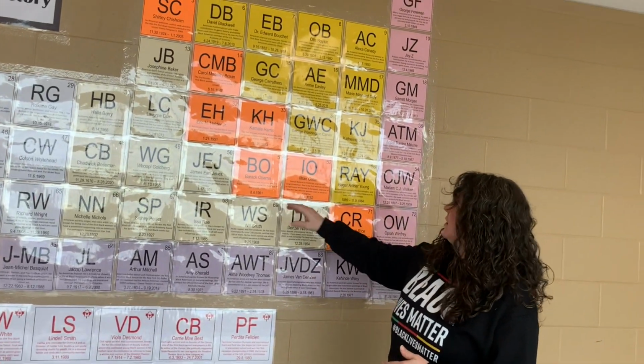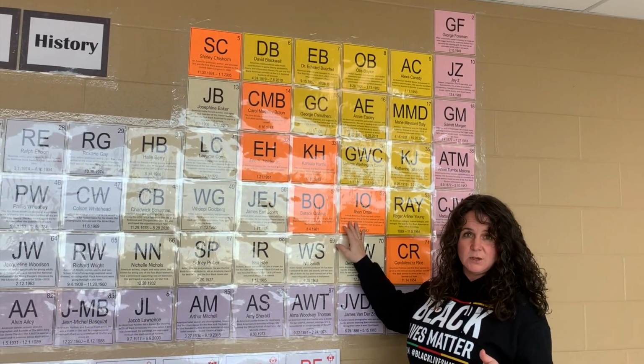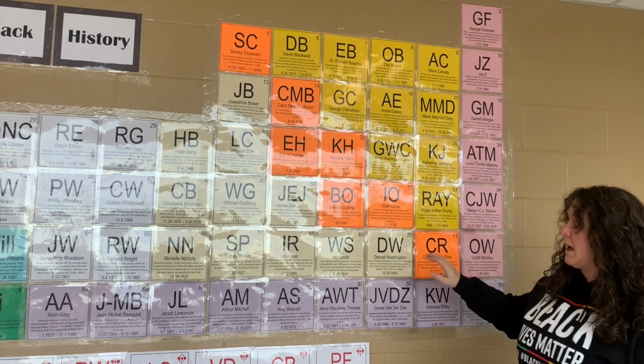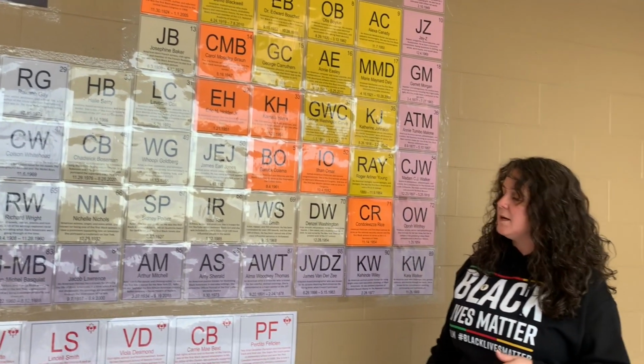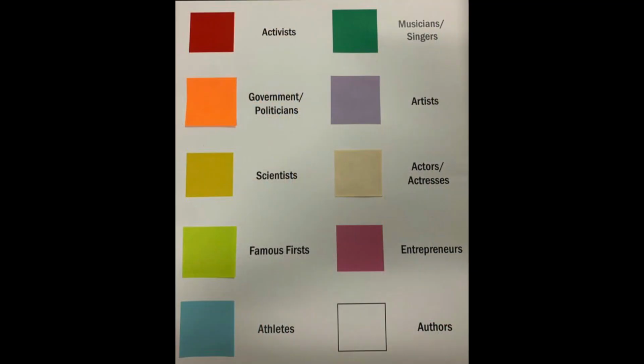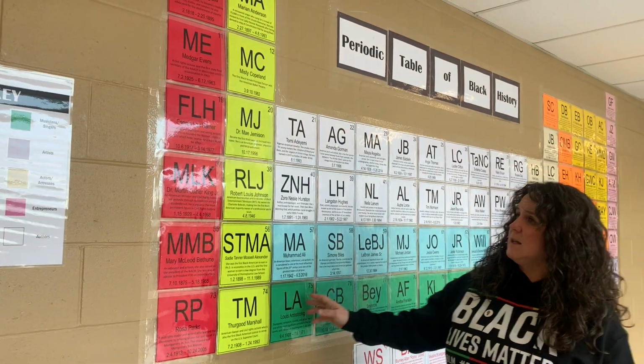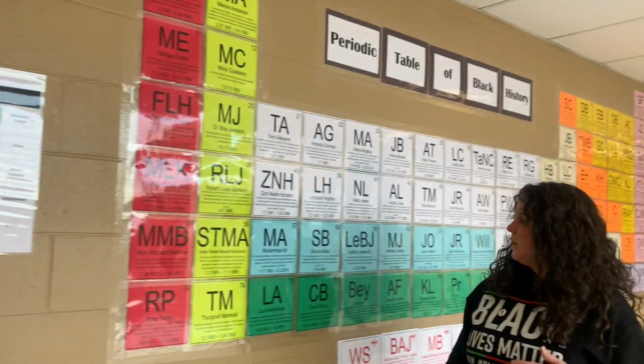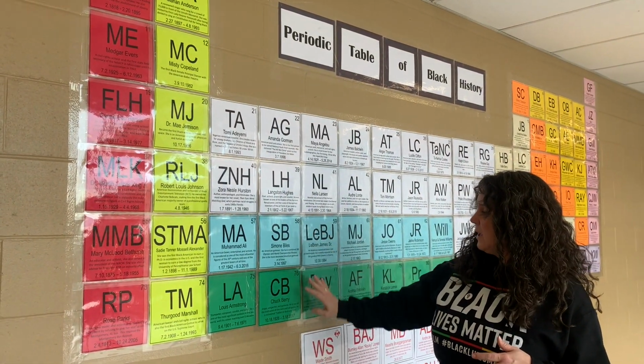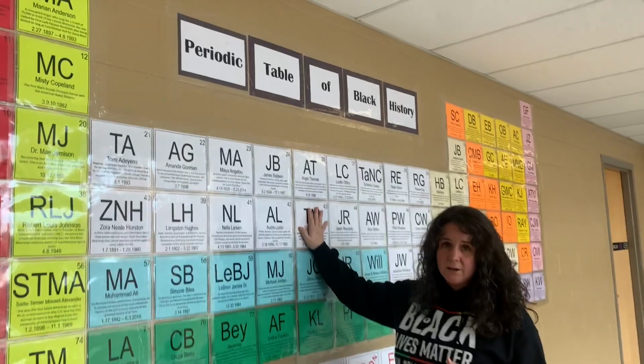Each section, like you can see here in the orange, which mimics your metalloid section, your halogens, your noble gases, etc. If you take a look at the key, it outlines the different colors that represent the different categories of individuals on the table and what their various achievements are. Each color represents things like activists, we have athletes, we have musicians, we have writers.